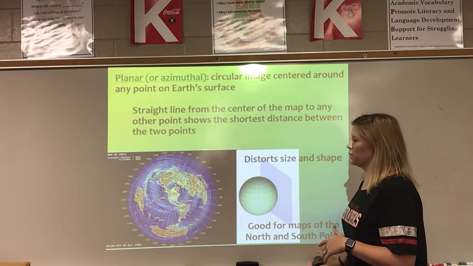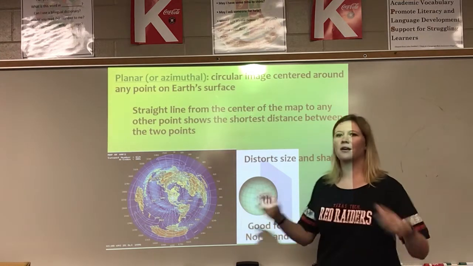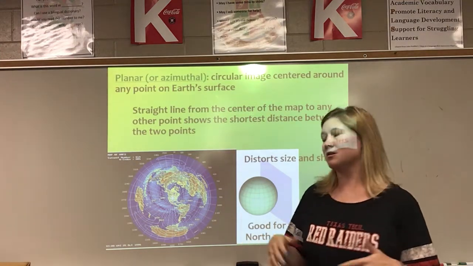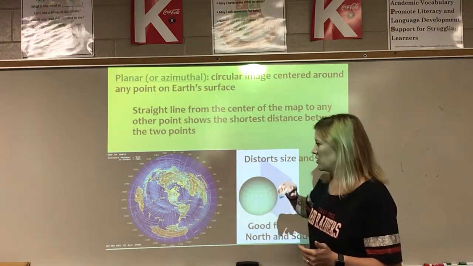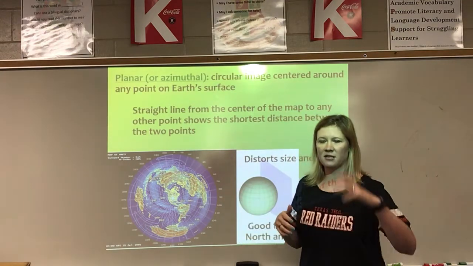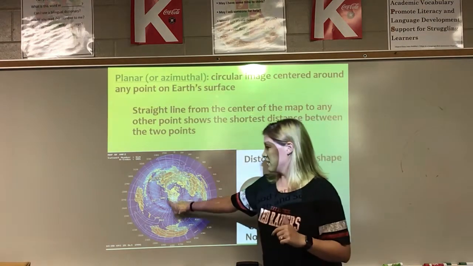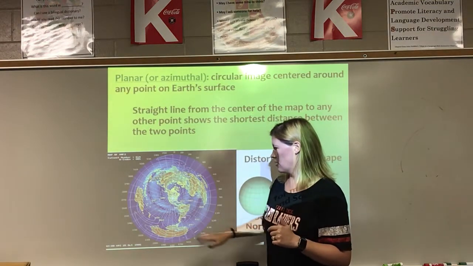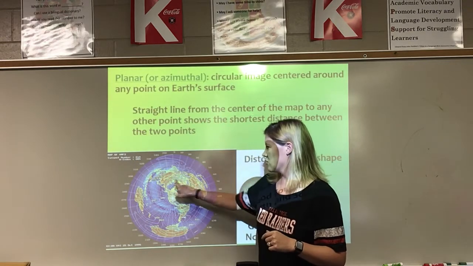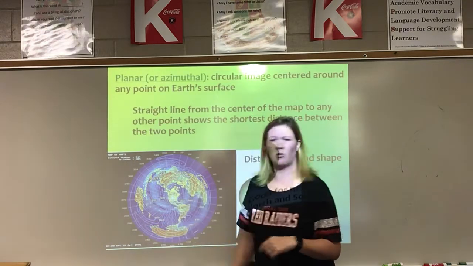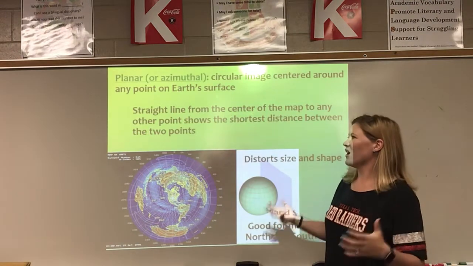Okay, this is a planar or azimuthal projection. We're not going to ever use this in class because, realistically, that's too hard to look at. If you look at this map, or on your own PowerPoint, this is making the United States the center. You have South America here, here's Antarctica, here's Russia up here, and Australia's over this way. It's very hard to look at.